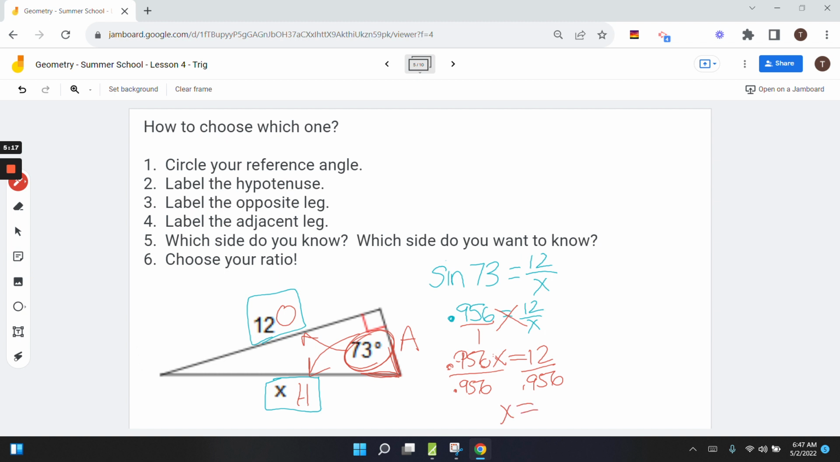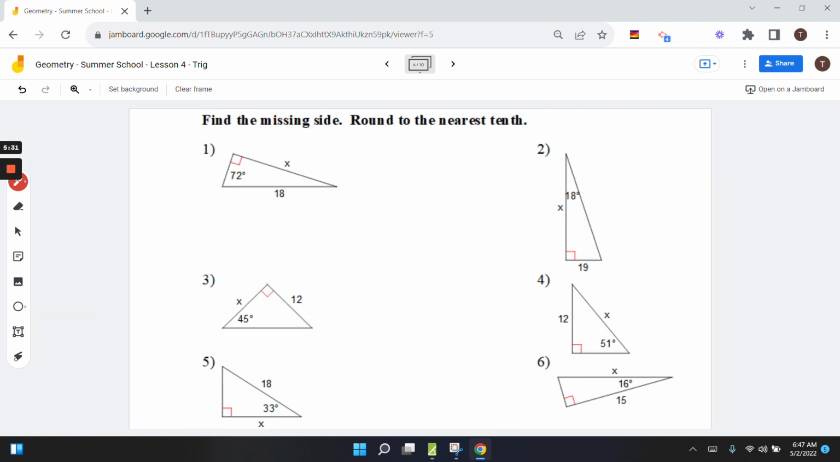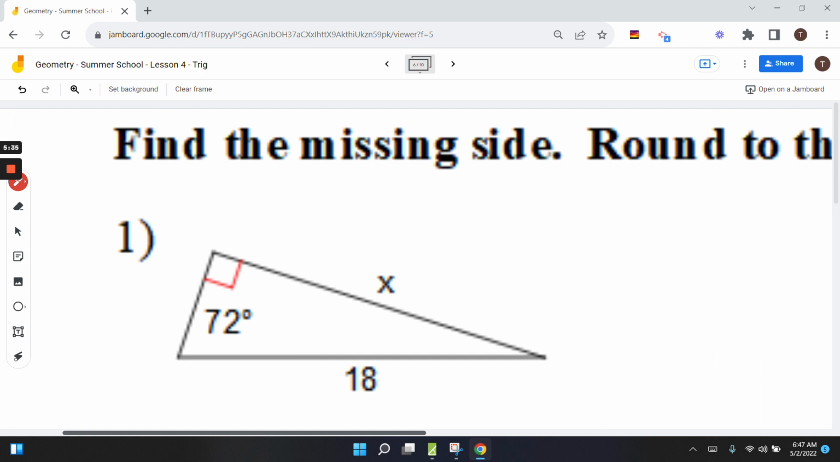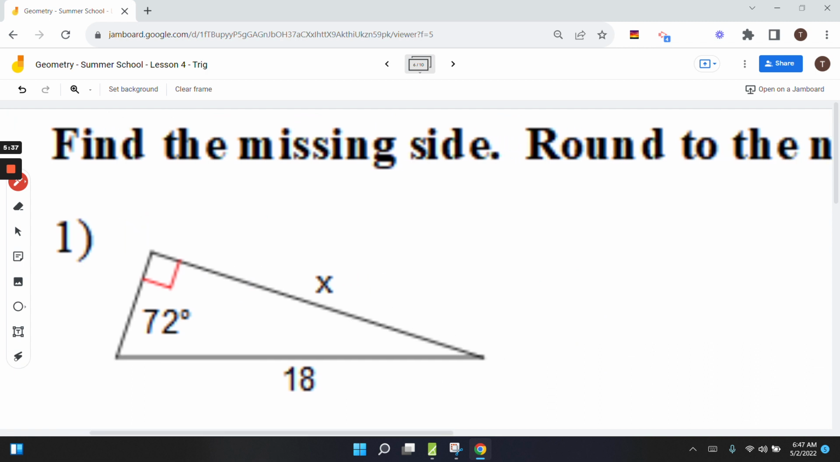So let's look at some more examples here, and I'm going to zoom in. Okay, so this one is going to be very similar to the last one I did. There's my reference angle. Across from my right angle is my hypotenuse. Across from my reference angle is my opposite. What's left over is adjacent. So I know H and I want O.